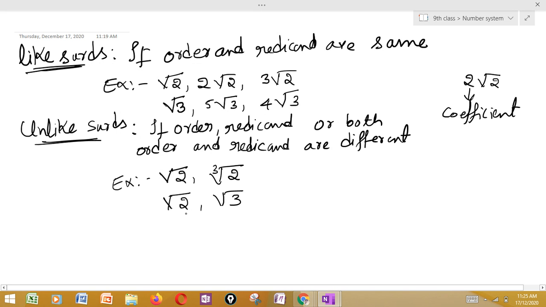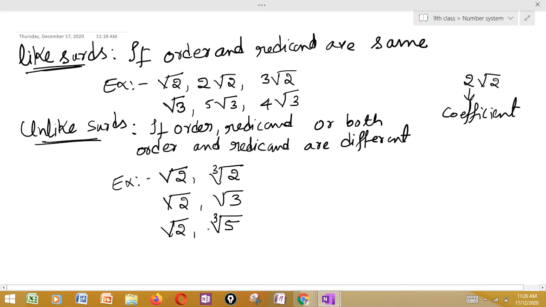What is the radicand in the first surd of the second example? Two, sir. Very good. In the second case, the radicand is 3. Are the radicands the same or different? Different, sir. Then also those are called unlike surds. And one more thing: if both order and radicand are different, again that is nothing but unlike surds. Can you observe the order of the first surd in the first example?